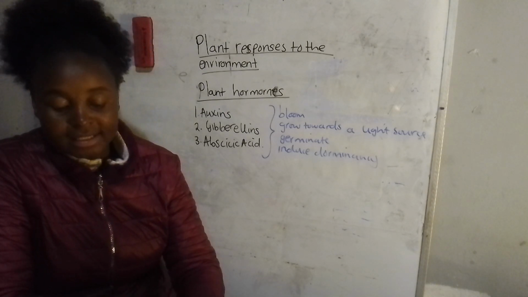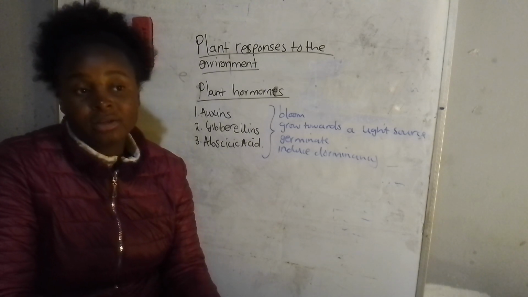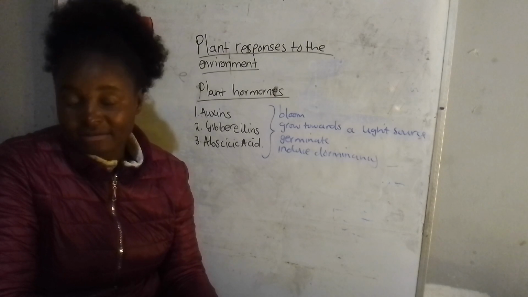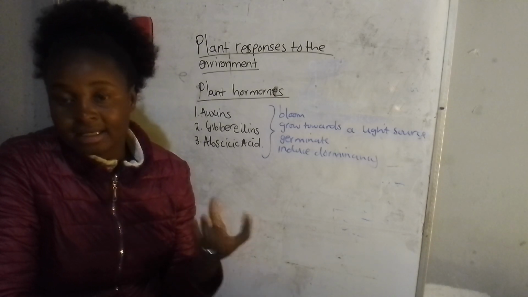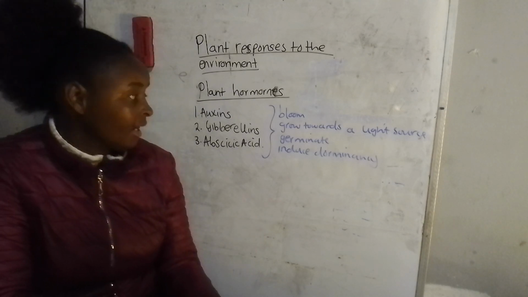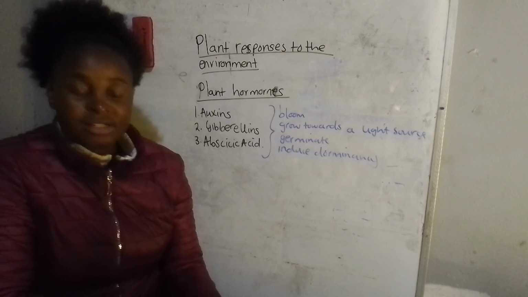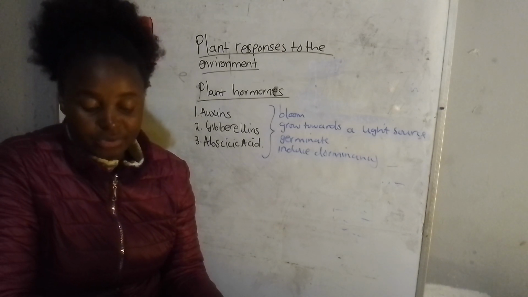So wilting, we are saying the plant is losing more water than the water that it is gaining. So closing the stomata will be an advantage. It means that at least water loss will be reduced. I hope we're together. So now I want us to look at the uses of auxins in agriculture. You are also supposed to know that.